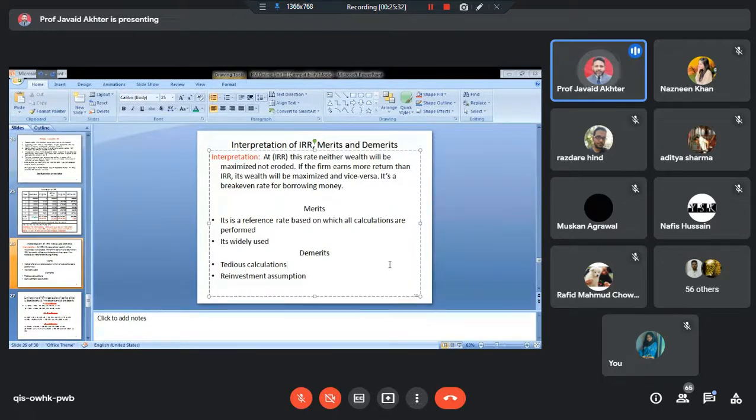Let me ask you a question. You have an investment proposal at this stage of your student life. There are two projects. You have to choose one. IRR suggests A and payback suggests B. Which one will you go for? A or B? Let me post this question and then see how you react.